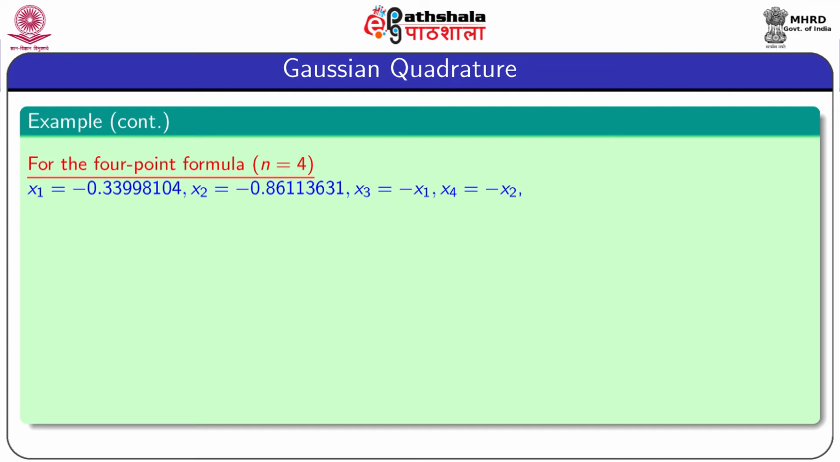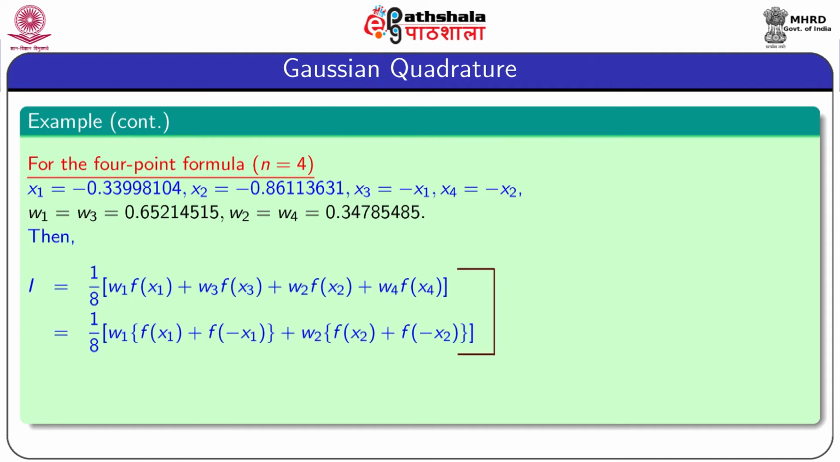Now, for n equal to 4, that means the 4-point Gauss-Legendre formula gives x1 equal to this value, x2 equal to this value, x3 is equal to minus x1, x4 equal to minus x2, and w1, w3 are equal and they are equal to 0.65214515. w2 and w4 are equal, the values are 0.34785485.